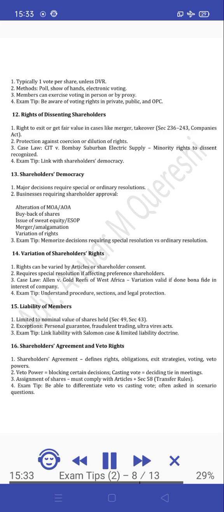16. Shareholders agreement and veto rights. 1. Shareholders agreement defines rights, obligations, exit strategies, voting, veto powers. 2. Veto power equals blocking certain decisions. Casting vote equals deciding ties in meetings. 3. Assignment of shares must comply with articles plus Sec 58 transfer rules. 4. Exam tip: be able to differentiate veto versus casting vote. Often asked in scenario questions.